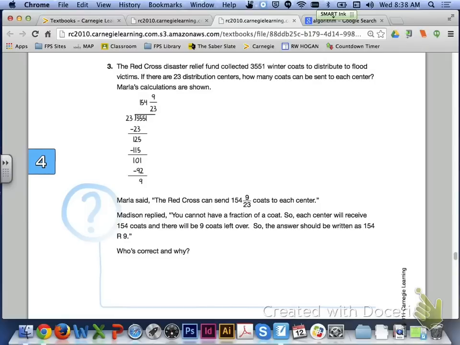So take a look at the long division that Marla ended up carrying out for this problem, 3,551 divided by 23. Marla said that after she found out her answer, the Red Cross can send 154 and 9/23 coats to each center. Madison replied, "You cannot have a fraction of a coat, so each center will receive 154 coats and there will be 9 coats left over." So the answer should be written as 154, remainder 9. Go ahead and talk with your group members about who would be correct and why.